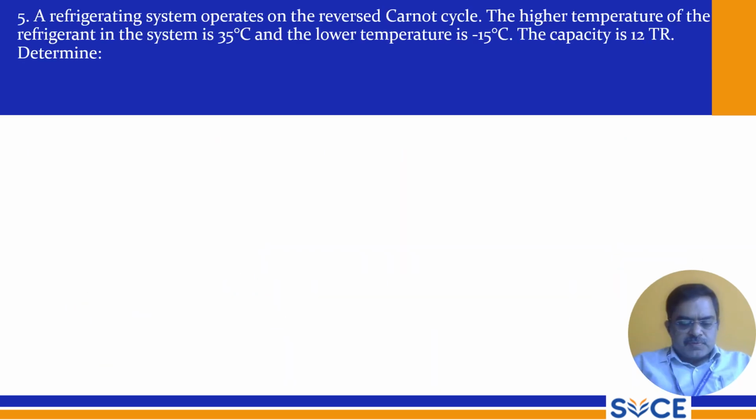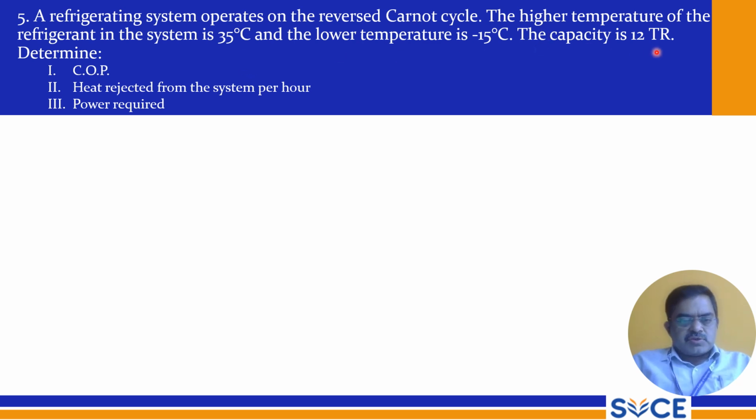So coming to fifth problem, a refrigerating system operates on the reversed Carnot cycle. The higher temperature of the refrigerant in the system is 35 degree Celsius, and the lower temperature is minus 15 degrees Celsius. So T1 is minus 15 degrees Celsius and 35 degree Celsius is T2.